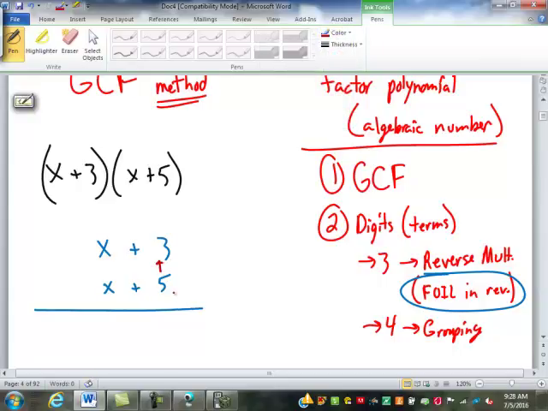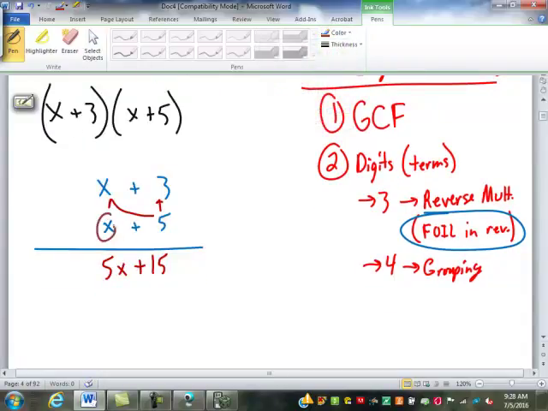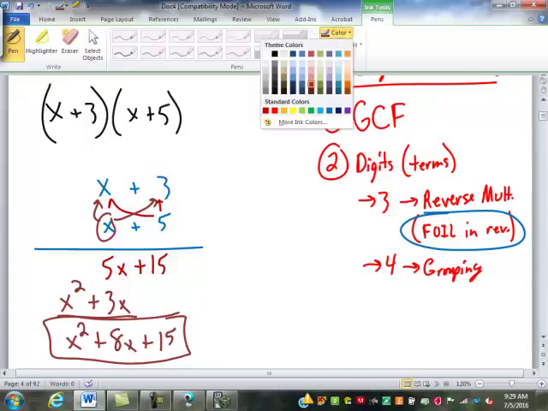So 5 times 3, positive 15. 5 times x is 5x. Well, then we move over to the x. X times 3 is 3x. So we put a positive 3x in there underneath the 5x. X times x, x squared. So that's positive 15. 5 and 3 make a positive 8x and x squared. So we multiplied that out to get x squared plus 8x plus 15.